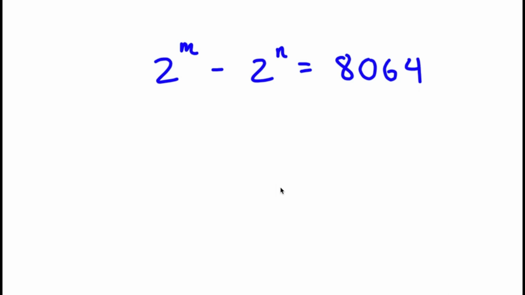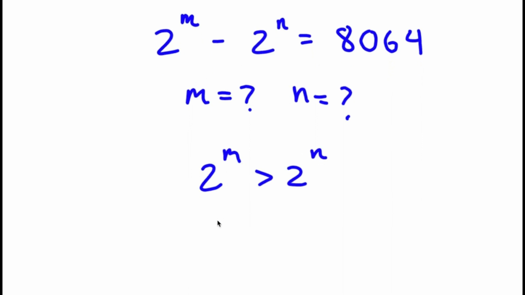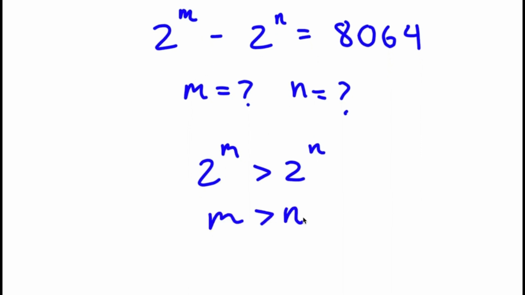Alright guys, so in this equation, I have 2 to the power of m minus 2 to the power of n is equal to 8064. So I want to find the value of m and n. Because 2 to the power of m minus 2 to the power of n is positive, we know that 2 to the power of m is greater than 2 to the power of n, meaning that m is greater than n, because both of these are the same bases.